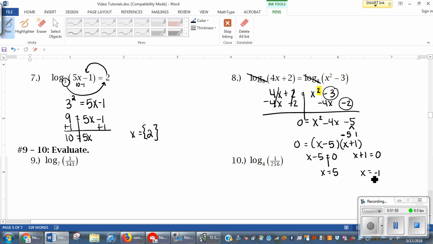Again, sub it back in to double check. If I sub in the negative 1 here, I'm going to get negative 4 plus 2, which is a negative number. We can't have a negative. So because it causes a negative, we say that doesn't work. If I put in the 5, I'll have 20 plus 2, which is 22. So 5 is okay.